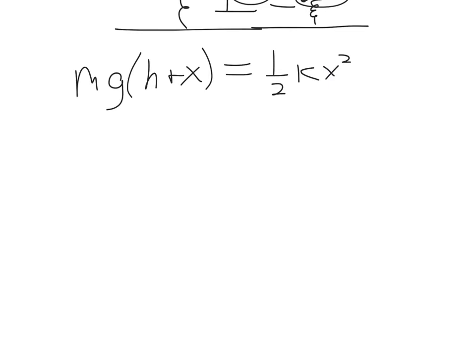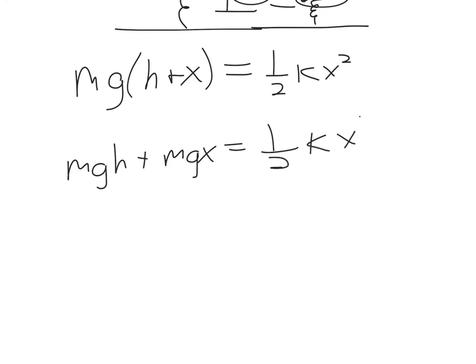All right. So when I distribute this on the left, I'm going to get mgh plus mgx equal to half kx squared. And we're looking for x. We have an x, and we have an x squared. This is a quadratic equation. And there's really no way around that. You're just going to have to do a quadratic.